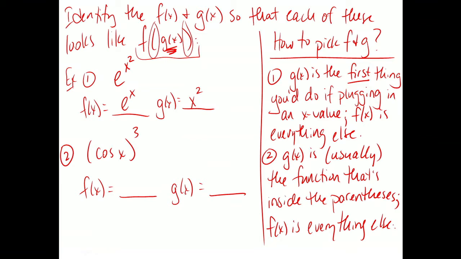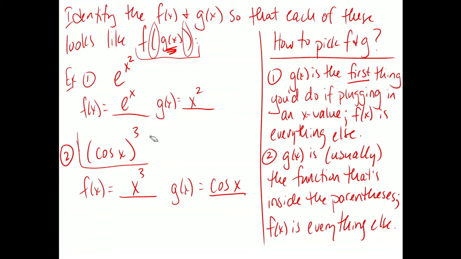Okay, so in any case, however you slice it, when I look at this problem, I'm asking, what is it that I'm doing here? Well, you're doing cosine of x, and then you're cubing it. So the first thing I do, the thing that's in the parentheses, is cosine. And then what am I doing to cosine? I'm cubing it. So in other words, I'm plugging it into the x cubed function.